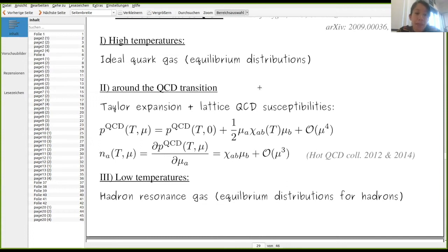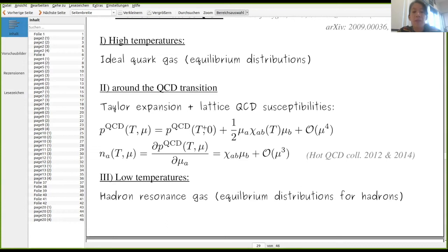Yeah, as I said before, here we use results from Lattice QCD. However, unfortunately, Lattice QCD is kind of restricted to be exact only for zero chemical potential because of what they call the sign problem. And what they usually do in order to also access regions of non-vanishing chemical potentials is to Taylor expand the QCD pressure.